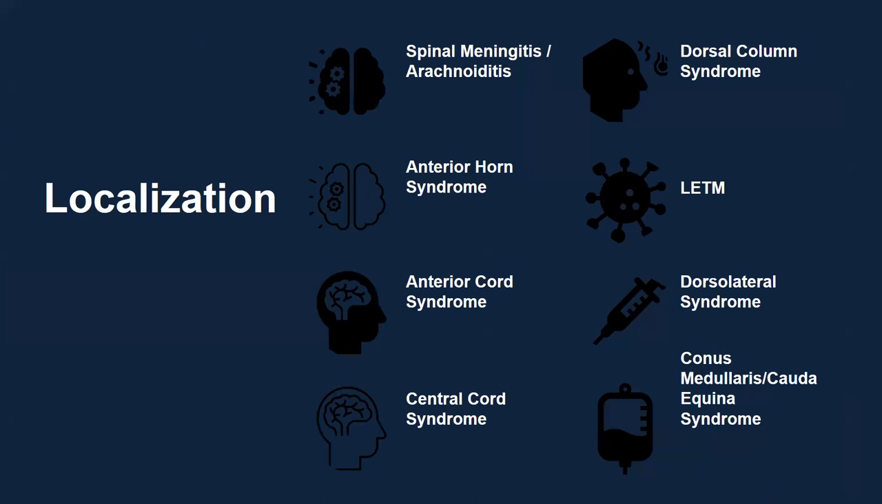So the majority of this talk will focus on anatomic localization with spinal cord syndromes caused by different infections. And I hope that by focusing mostly on anatomy and clinical exam, we can ultimately create differentials of infectious organisms based on the patient's clinical exam. So we'll talk about spinal meningitis or arachnoiditis, anterior horn syndrome, central cord syndrome, anterior cord syndrome, dorsal column syndrome, longitudinally extensive transverse myelitis, dorsolateral syndrome, and cauda equina or conus medullaris syndrome.